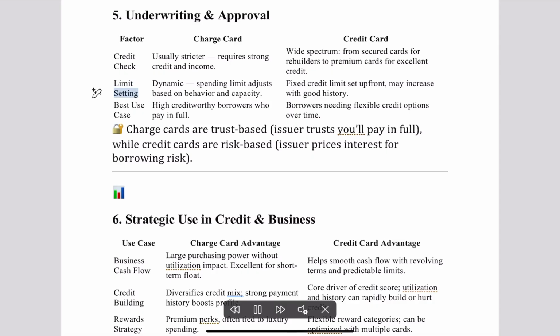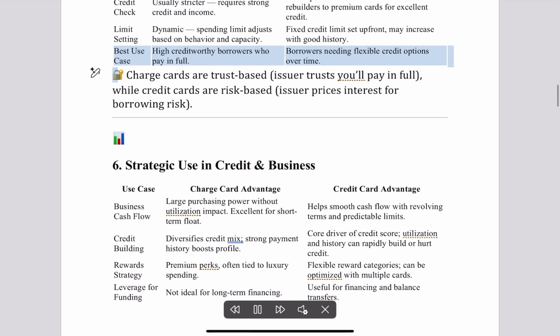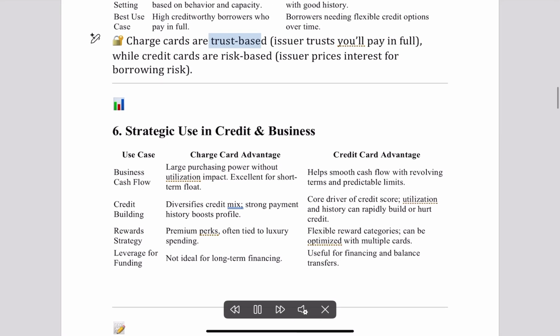Limit setting. Charge card: dynamic, spending limit adjusts based on behavior and capacity. Credit card: fixed credit limit set up front, may increase with good history. Best use case. Charge card: high creditworthy borrowers who pay in full. Credit card: borrowers needing flexible credit options over time. Charge cards are trust-based. Issuer trusts you'll pay in full, while credit cards are risk-based. Issuer prices interest for borrowing risk.